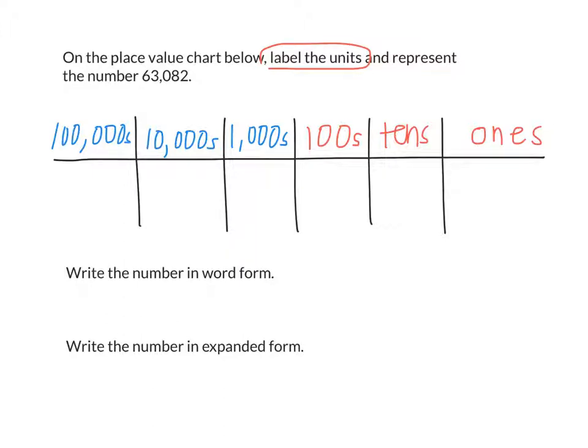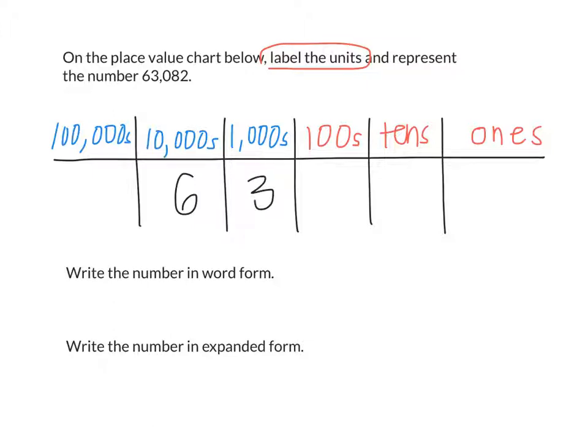Okay. Then, after you've labeled the units, write in the number 63,082. What place value does the 6 go into? The 6 is in the what's place? Avani? The 6 is in the 10,000s place. Good. That means the 3 is in the what's place, Arnav? 3 is in the thousands place.